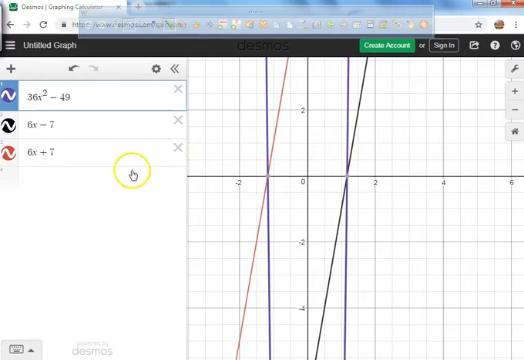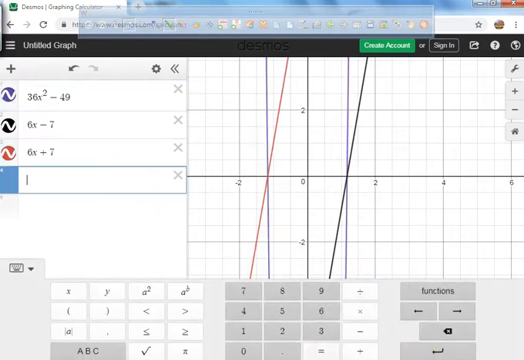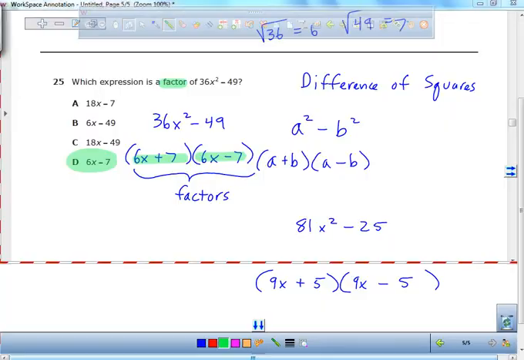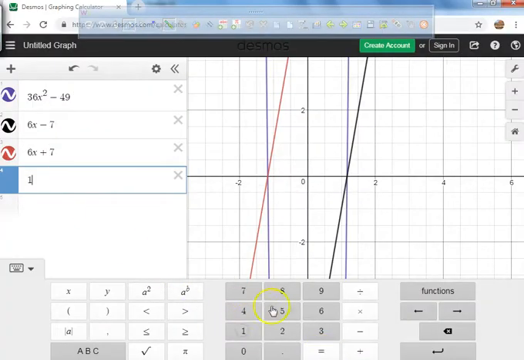Now let me watch what happens when I type in a wrong answer. What was one of our wrong answers? It was 18x minus 49. All right, so watch this. 18x minus 49. Do you see how it doesn't pass through anywhere? Yep. See what I'm saying?